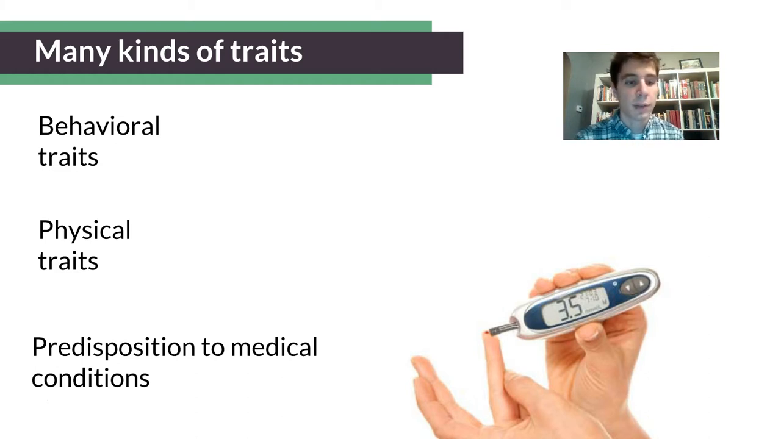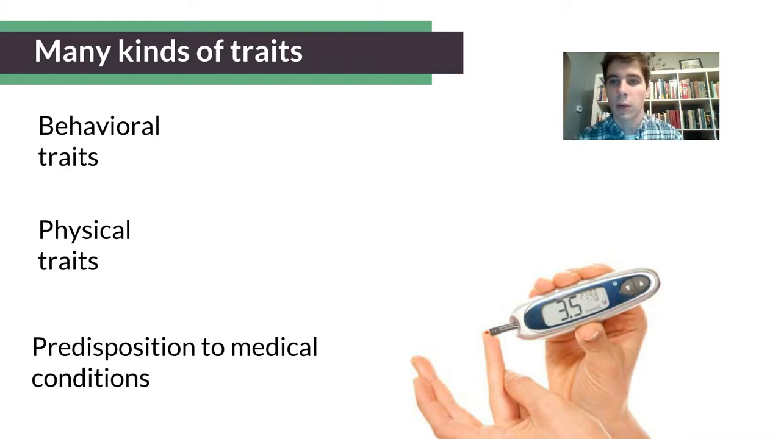For each one of these three trait types, I want you to make sure that you write down behavior, physical, and predisposition to medical traits in your notebook and give an example of a different type of each one of those. So behavioral, we used the dog playing fetch. I want you to think of a different example.